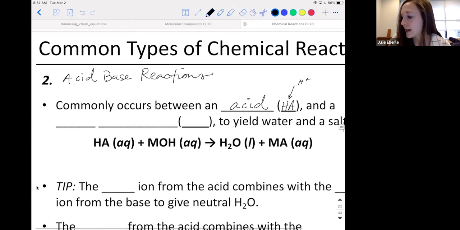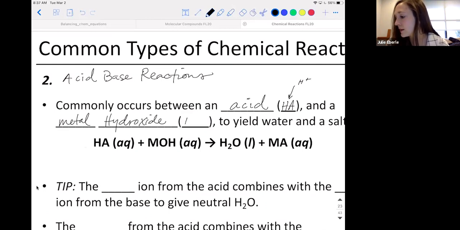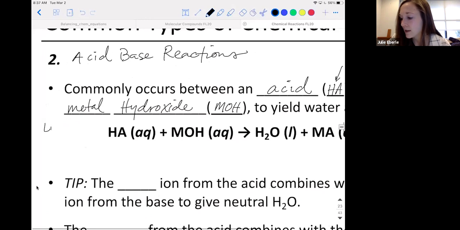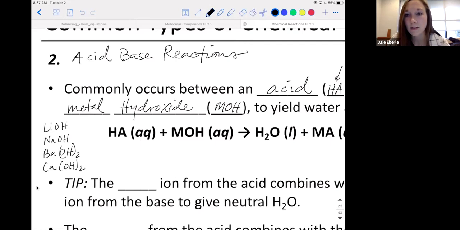So it occurs between an acid and a metal hydroxide, and we're going to abbreviate this MOH. We know hydroxide is OH-. That's a polyatomic. So M here stands for metal. It could be any metal. Let's list some examples. It could be lithium hydroxide. You could have sodium hydroxide. You could have barium hydroxide, that would be Ba(OH)2. You could have calcium hydroxide, that would be Ca(OH)2. All these are really strong bases. These are just examples. All of these first elements right here are all metals. So the M stands for metal.